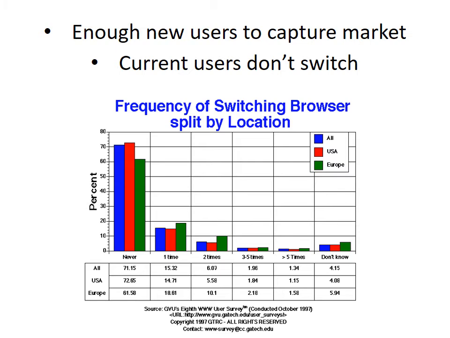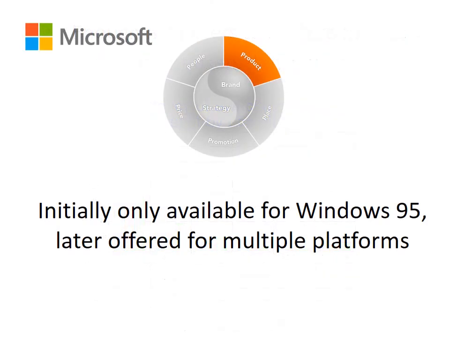Microsoft had a very competitive marketing strategy targeted to those new users. Product. Microsoft kept the quality of Internet Explorer comparable to Navigator, later expanding availability from just Windows 95 to multiple platforms.